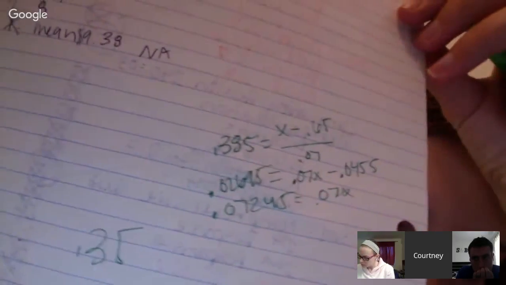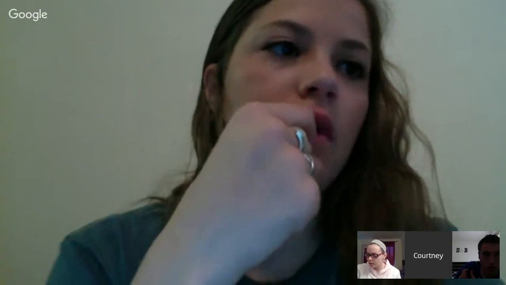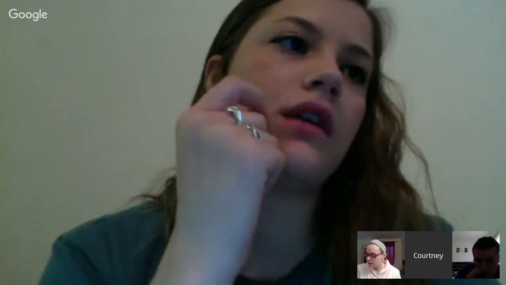Well, let's see if you can see this. Can you even see that? Oh, let me see really quick. Is it backwards? Let me see. Okay. That looks right. So you took the 0.07 and I multiplied it on both sides. So then it should be 0.02695 equals x minus 0.65. Well, you have to times the 0.07 times the x too, right? So it equals 0.07x minus 0.0455.